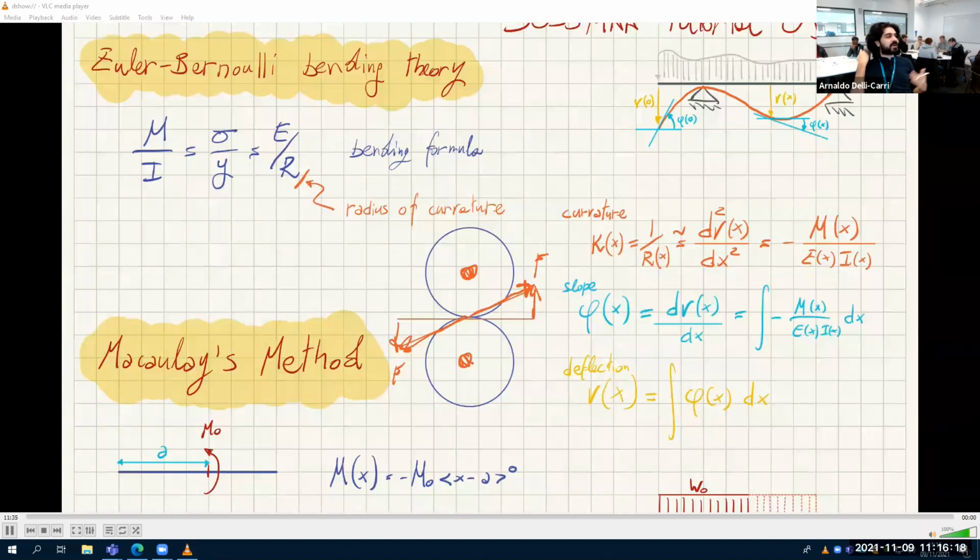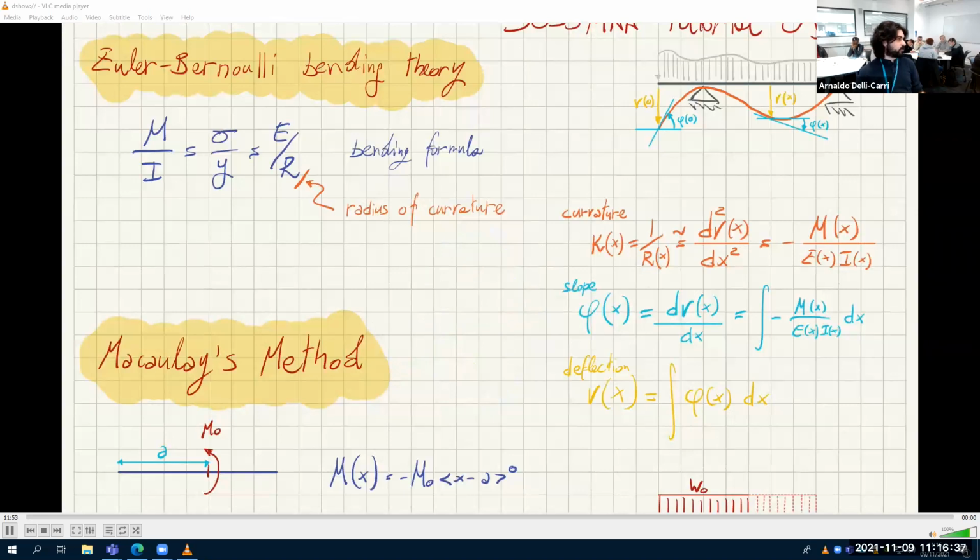So you have to take into account everything when you design. It's not just, okay, it doesn't fail. It doesn't fail, but it doesn't work. Not only must it not fail, it must also work as intended. So you have to take into account all these deflections when required.